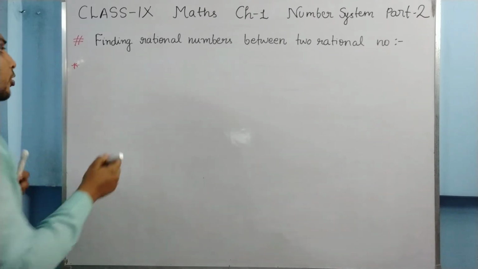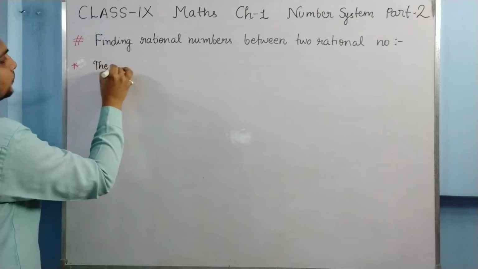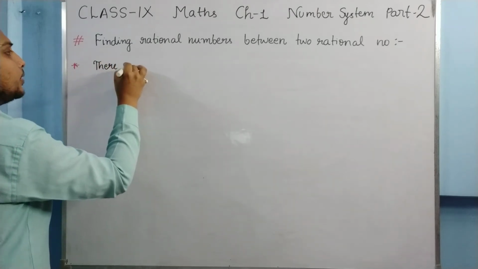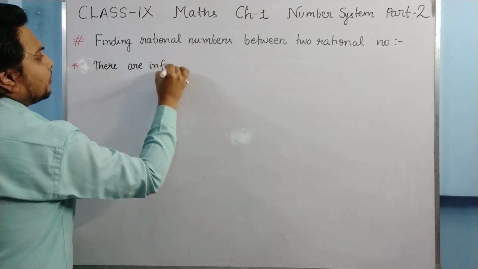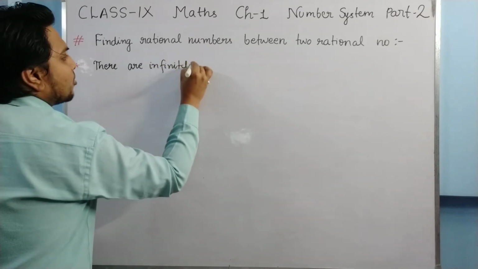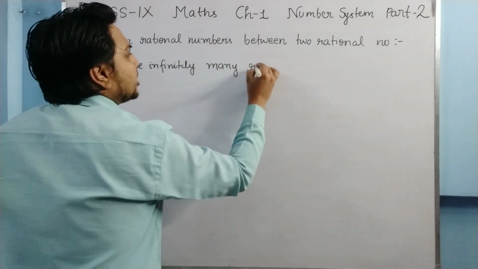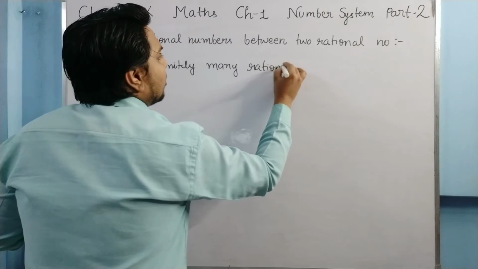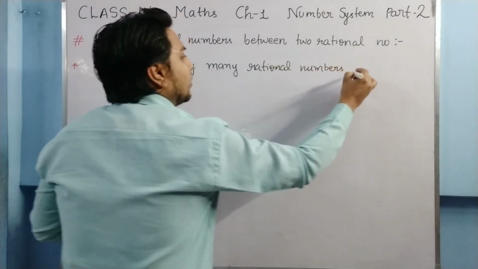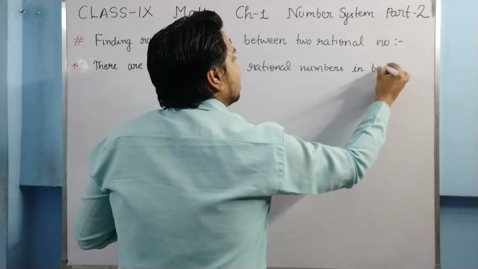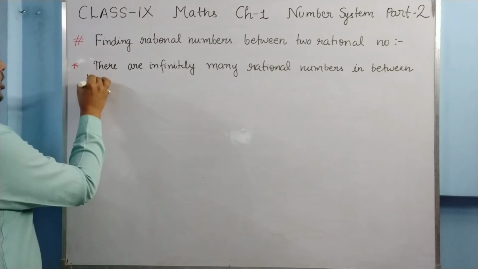And what is the note point? The note point is that there are infinitely many rational numbers in between two rational numbers.